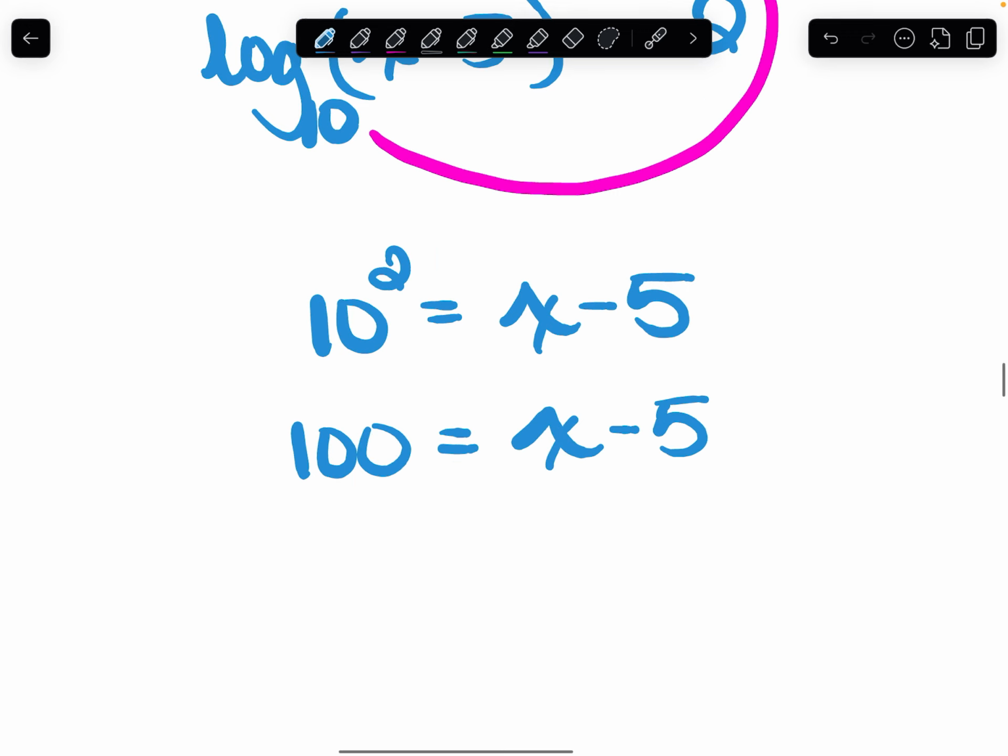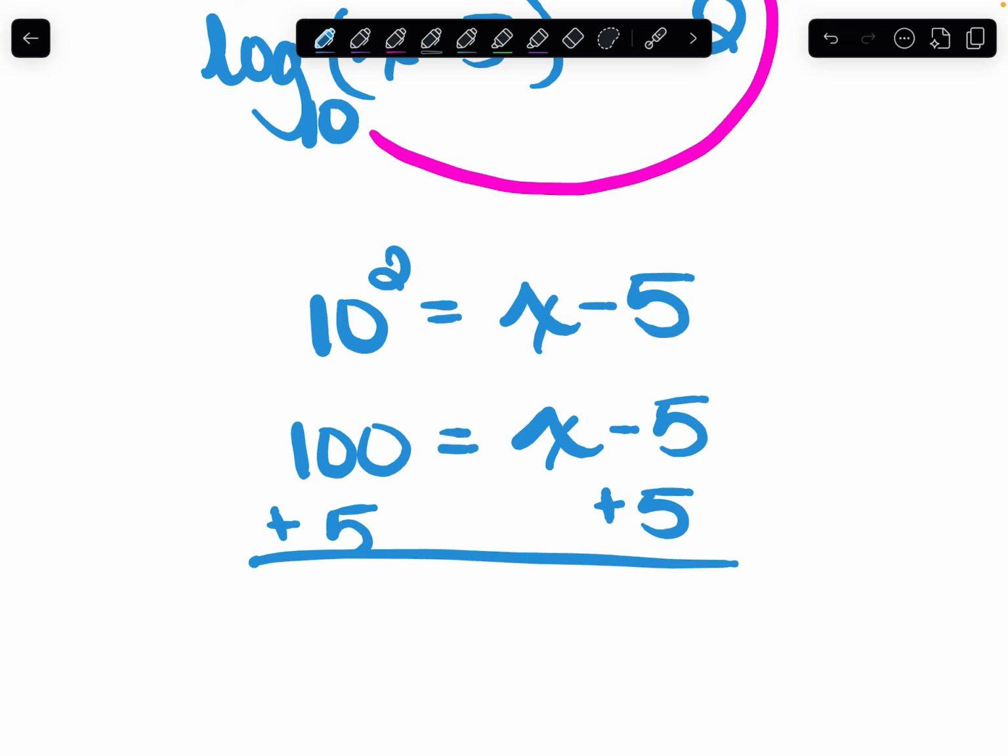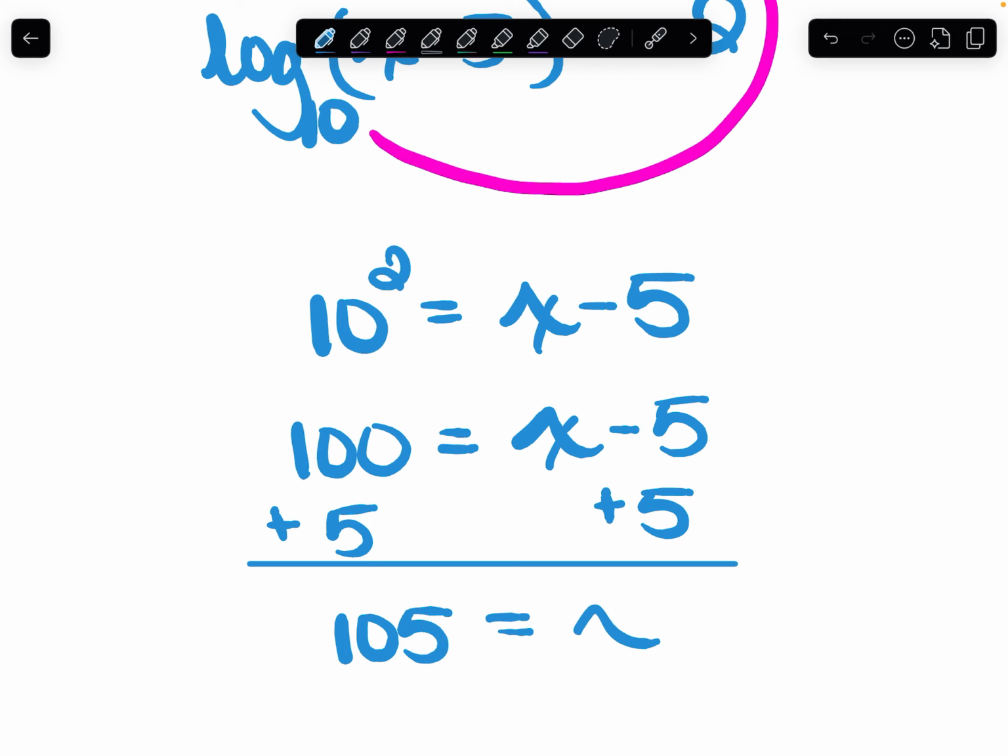Then x is not by itself, so now we need to isolate it. So we're going to add 5. And we get 100 plus 5 is 105 equals x. We have our answer. Go check it.